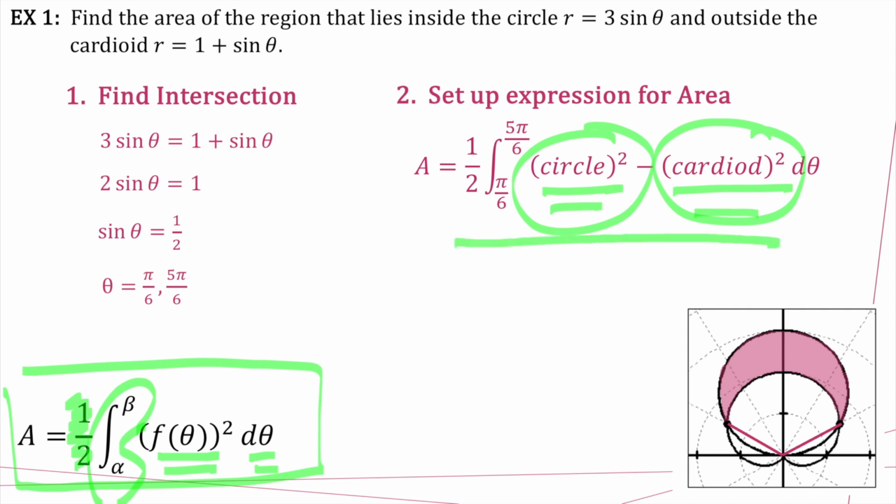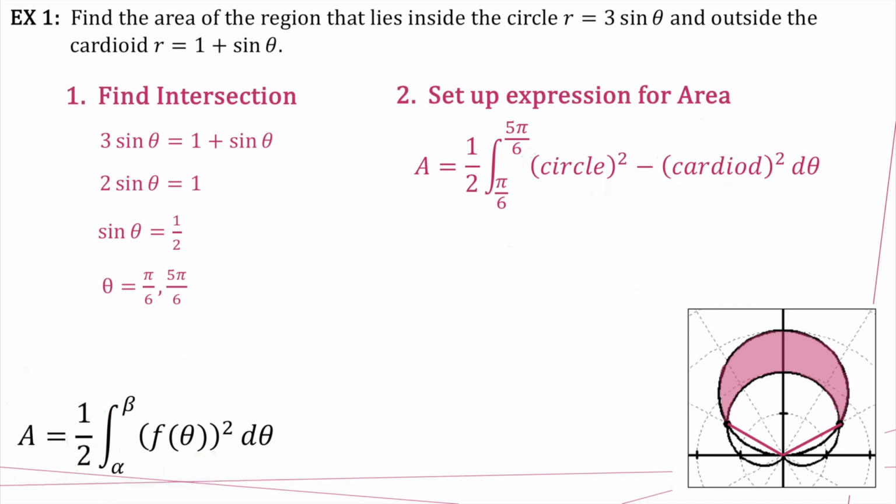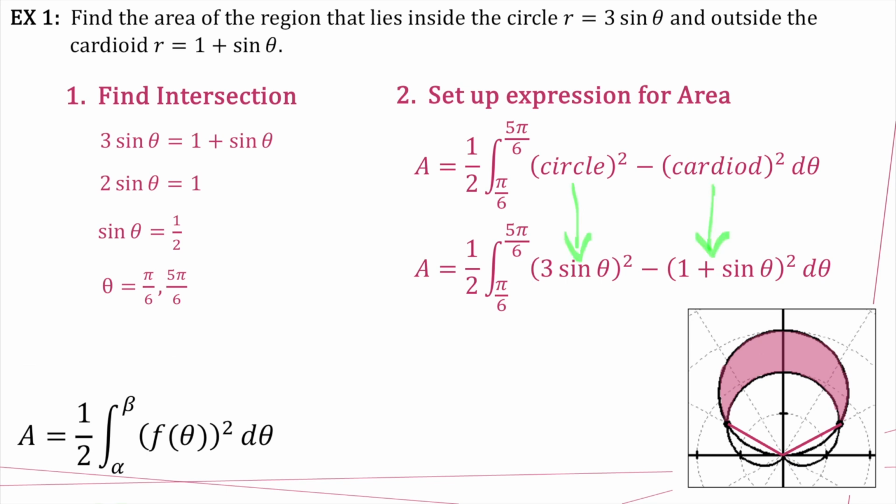So once you've got this set up, well, now you just have to plug in what is the circle? What is the cardioid? And then at the end, use your trusty calculator and you get an area of 3.14159. You recognize that? So fun.